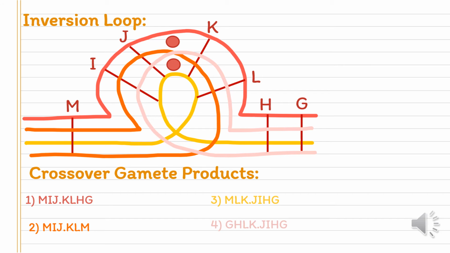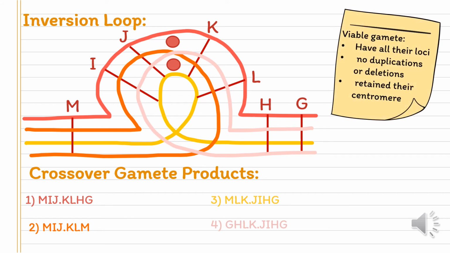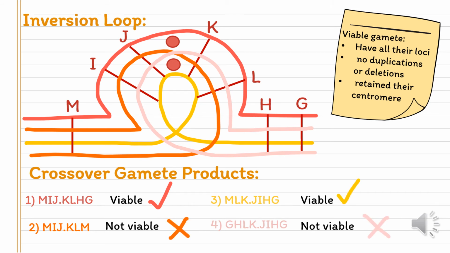Which of these will produce a viable gamete? Using the terms that define a viable gamete, we'll find that both the red and yellow strands are viable because they meet all the requirements. The orange and pink strands are not viable because they don't have all their loci and contain duplications or deletions in their sequence, which is characteristic of paracentric inversions.